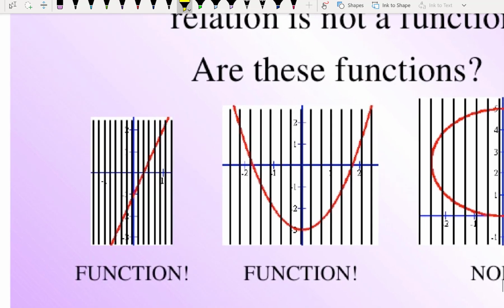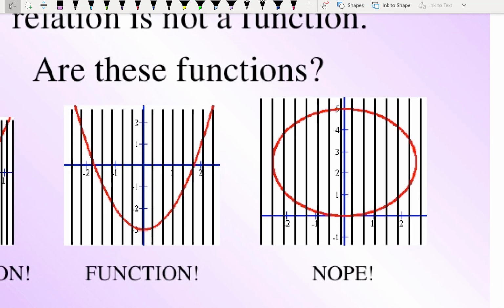So let's look at this first one. If I were to zoom in on it, all of these vertical lines, you can just think of it as me trying to see how many times my red graph is going to be intersected by a vertical line. And here it only intersects it once, therefore it is a function.